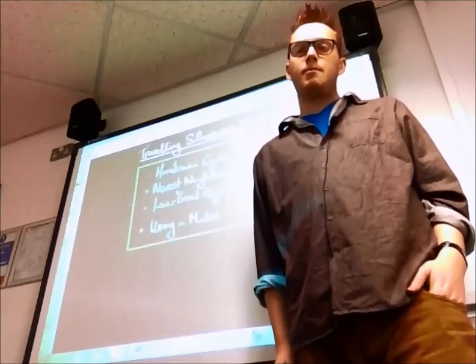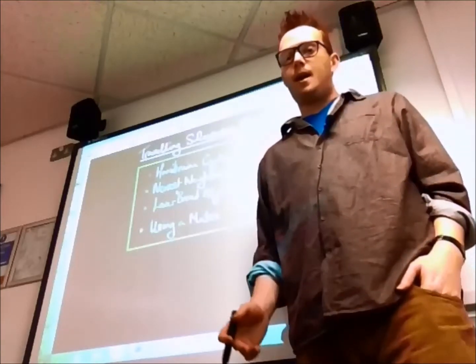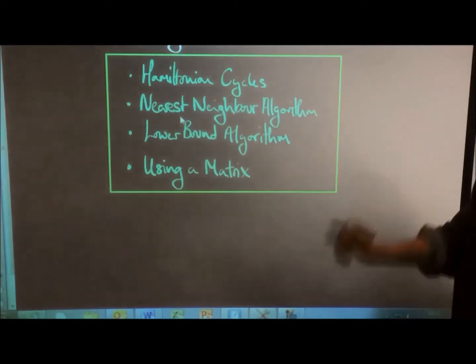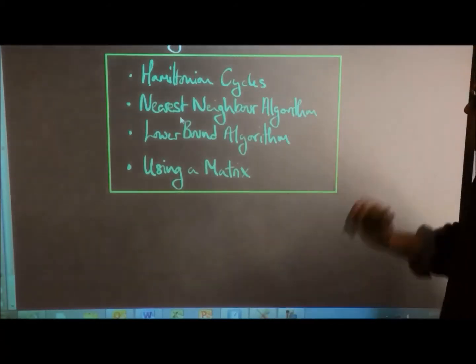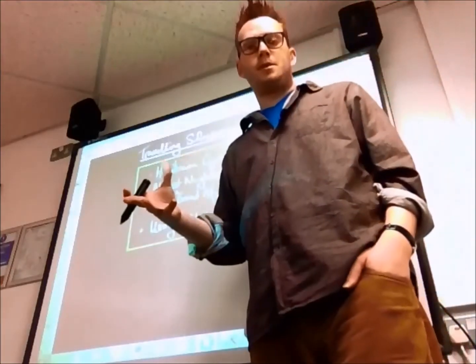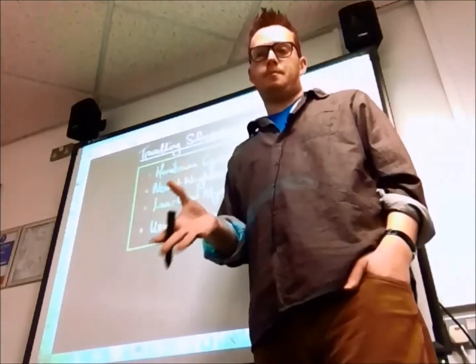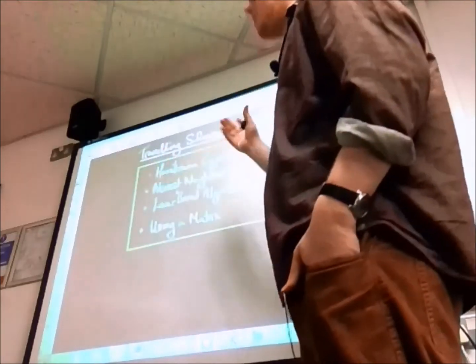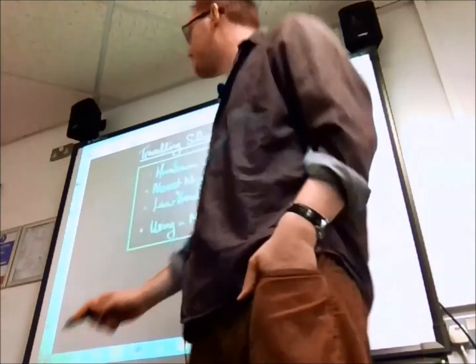So we're going to discuss the travelling salesperson problem today, and we're going to look at Hamiltonian cycles, the nearest neighbour algorithm, the lower bound algorithm, and then we're going to see if we can do the whole problem on a matrix. So first of all, we're going to discuss what is a Hamiltonian cycle and how that's going to help us solve these travelling salesperson problems.